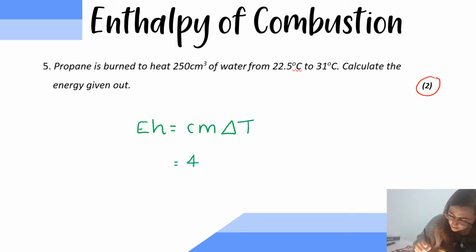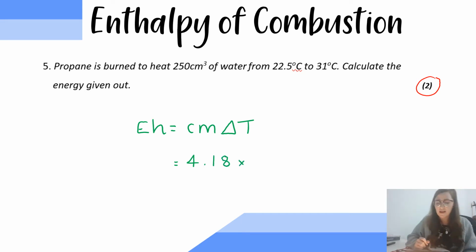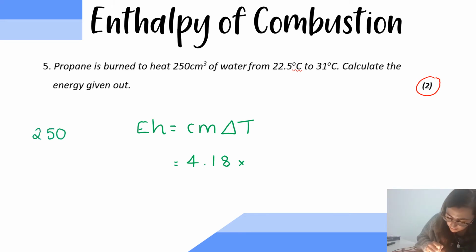Our C is always 4.18. We're always using the volume of water, but as always, our water needs to be in kilograms, which is the same as turning it into litres. So we want to divide that by 1000. So we'll take our 250 centimeters cubed, divide by 1000 to give us 0.25.